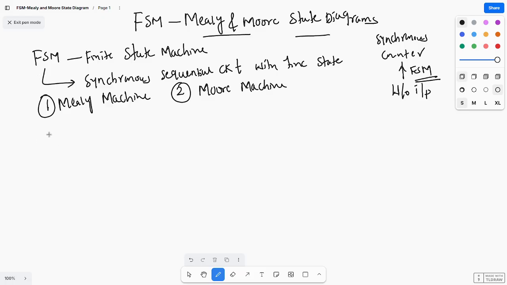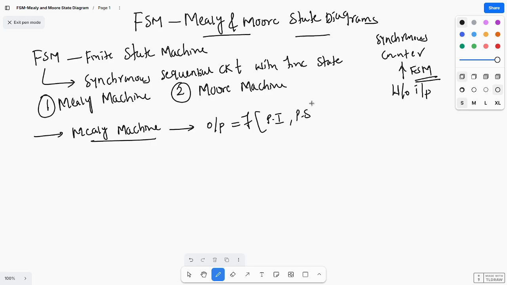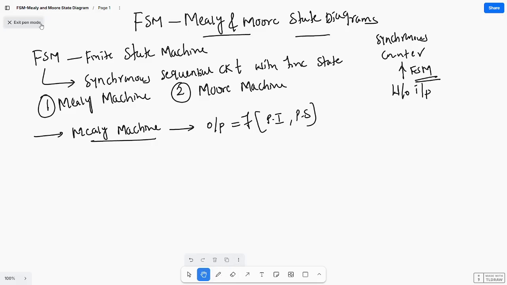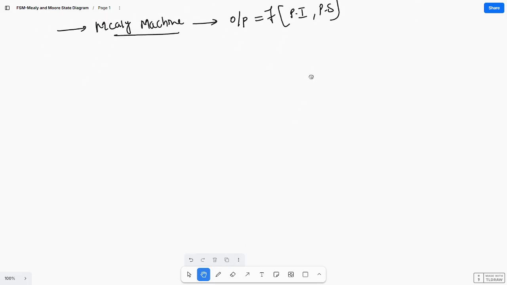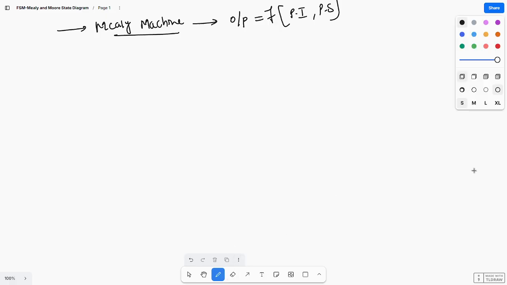So first, the Mealy machine. In the Mealy machine, the output is a function of the present input and present state. Output is a function of present input and present state. So how will the circuit diagram look for the Mealy machine? In the Mealy machine, the output depends on the present input as well as the present state.